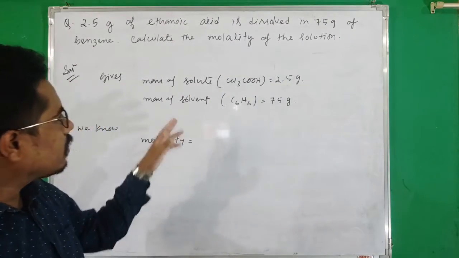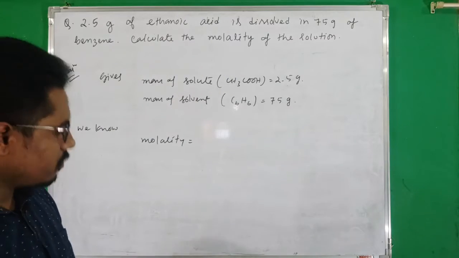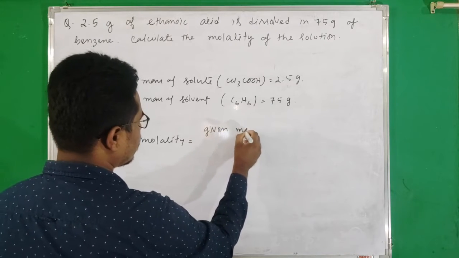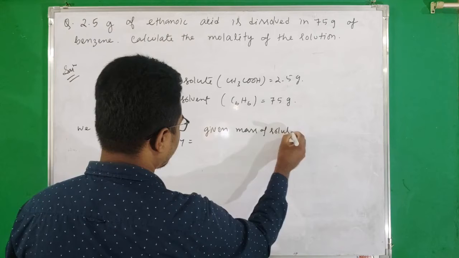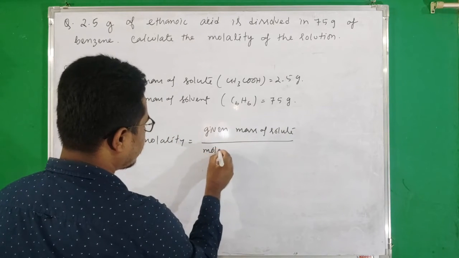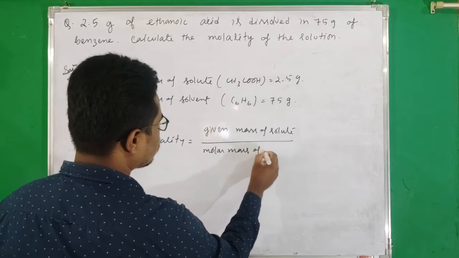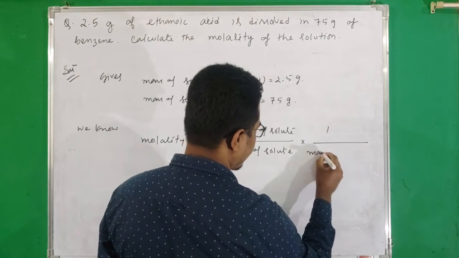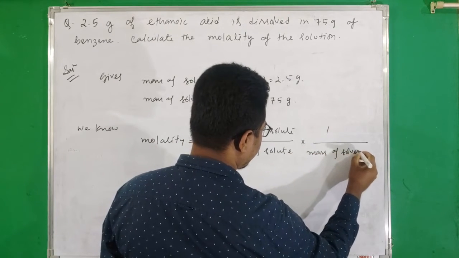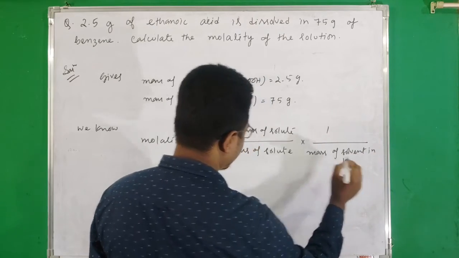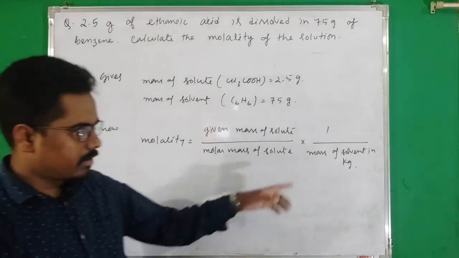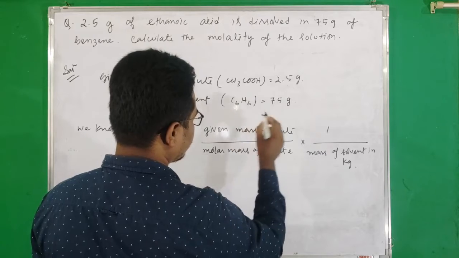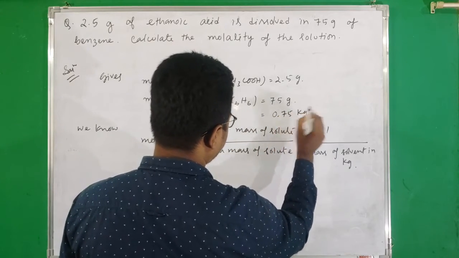But in this case the number of moles is not directly given, so we will apply the next formula, that is molality equals given mass of solute divided by molar mass of solute, into 1 divided by mass of solvent in kg. That is, the mass of solvent must be in kg, not in gram. Therefore, this will be equal to 0.75 kg.